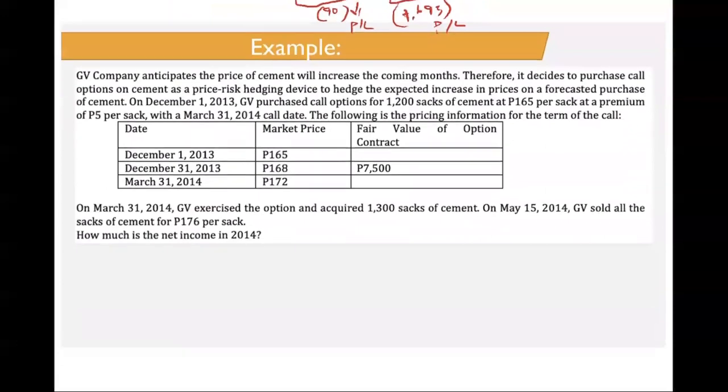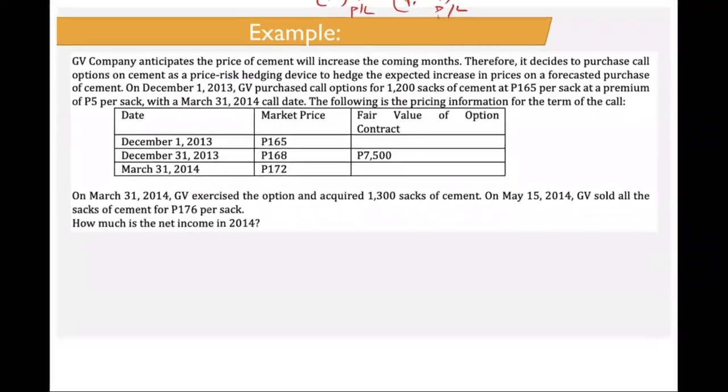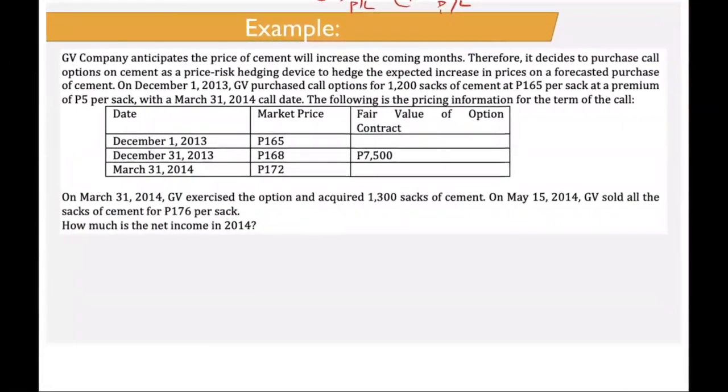Let's have another example. GV company anticipates the price of cement will increase in the coming months. Therefore, it decides to purchase call options on cement as a price risk hedging device to hedge the expected increase in prices on a forecasted purchase of cement on December 1, 2013.